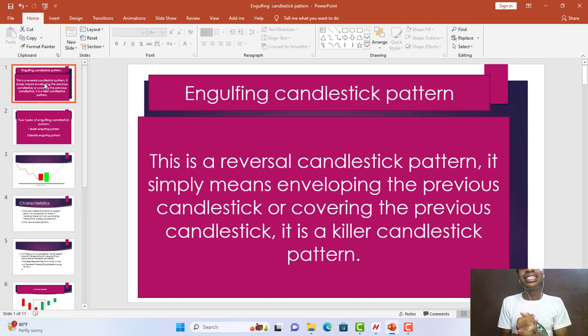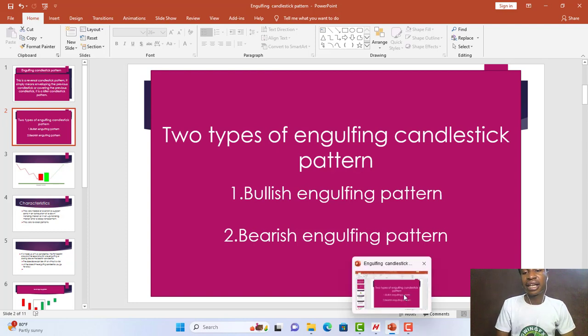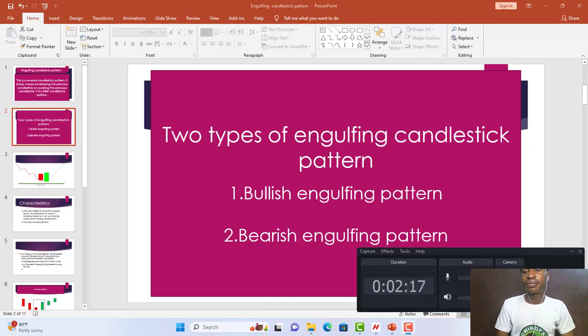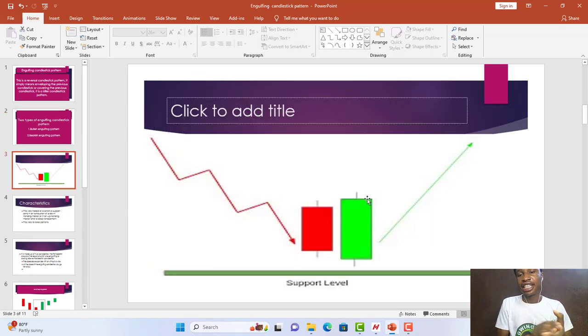It's a reversal pattern and a killer pattern in the market. There are only two types of it: the bullish engulfing pattern and the bearish engulfing pattern. The bullish pattern is something like this. You find it like this.